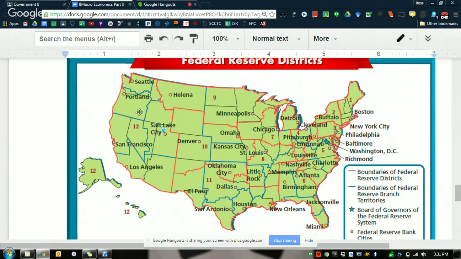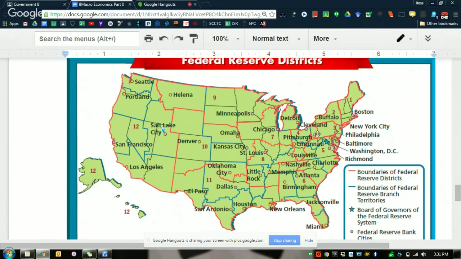And then Salt Lake City has a good portion of Idaho, a little bit of Nevada, and Utah. Los Angeles has all of Southern California, a small portion of Nevada, which is where Las Vegas is found, and Arizona. And then San Francisco has Northern California and most of Nevada, as well as Alaska and Hawaii. So this is how it's sort of broken out. Each Federal Reserve Bank has branches that service territories, and they're responsible for their respective areas.